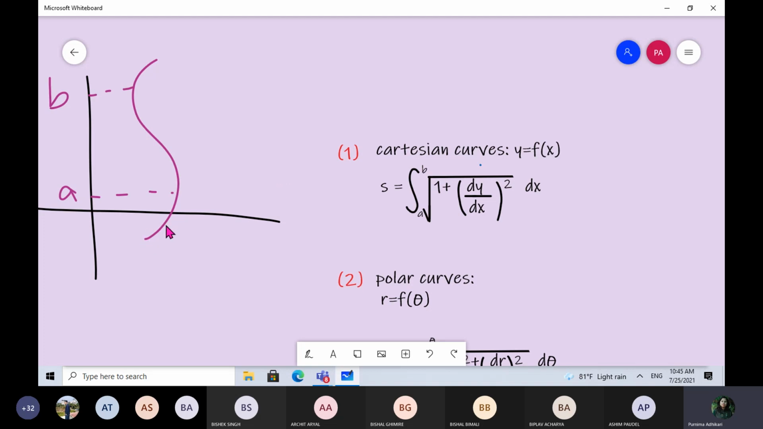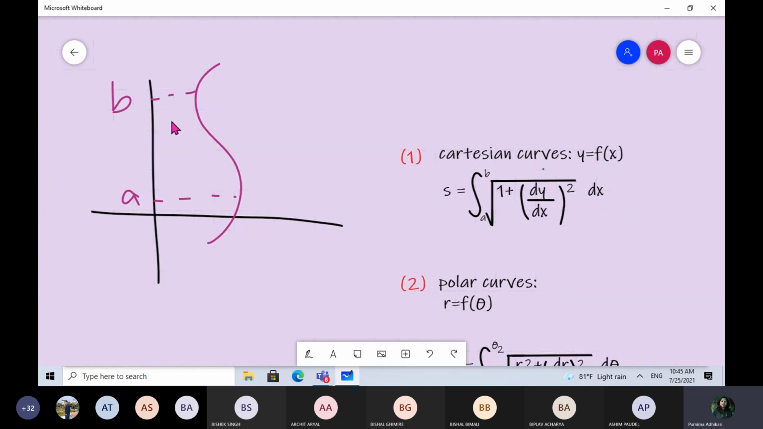Suppose your curve is something like this, and your limits of integration is a to b, but this a to b this time is change in y. Okay, so that means your curve is something like this. A to b is change in y. So in this case, what change are you going to make in this formula? Change in dx and dy, interchange of dx and dy. Exactly. Interchanging x and y.